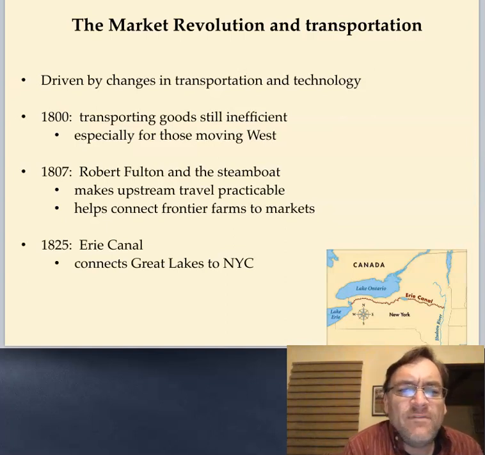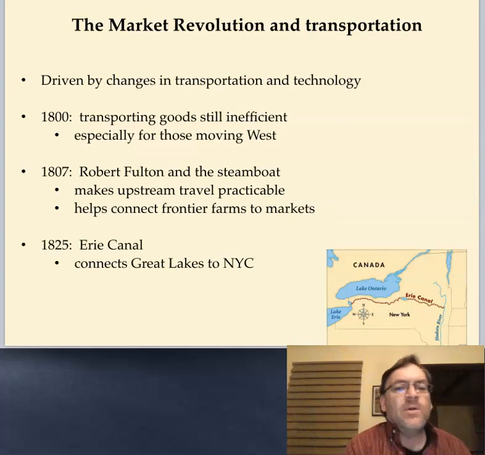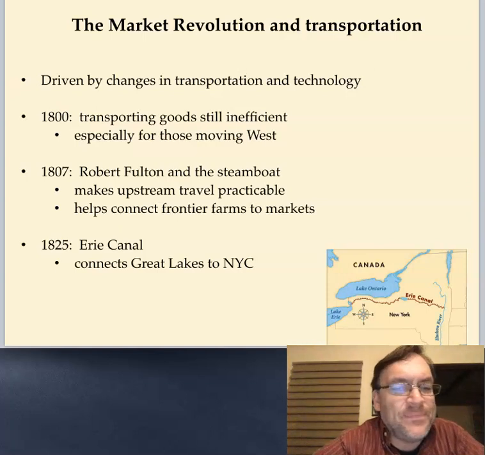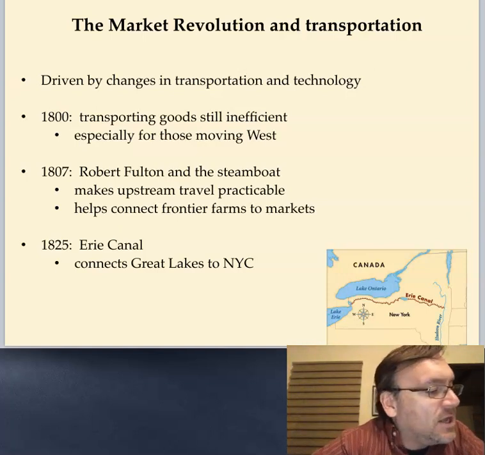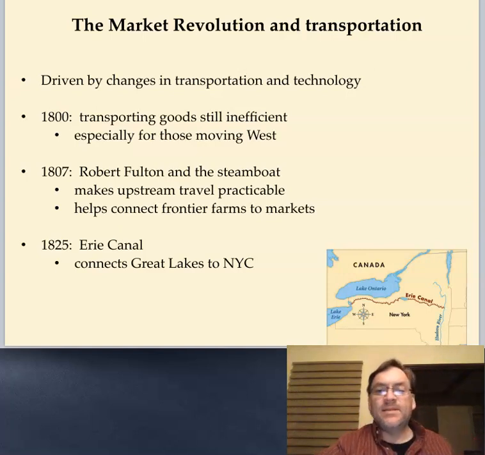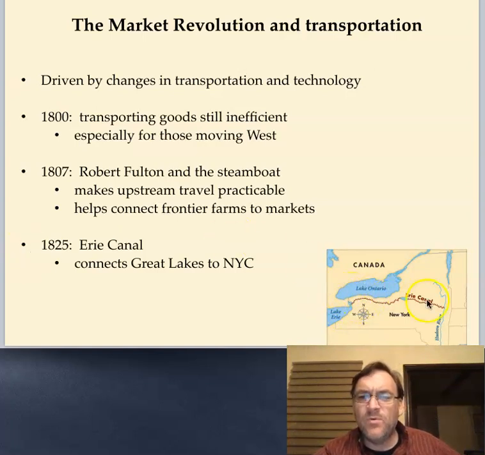In 1825, we see the opening of the Erie Canal. This is a major, again, technological innovation that would link the Great Lakes to the Hudson River. Okay, this is important, right? You have this canal which is built through upstate New York, dug out of the ground, connecting here. You can see Lake Erie. That's why it's called the Erie Canal. No tricks here. Across upstate New York, connecting it to the Hudson River.